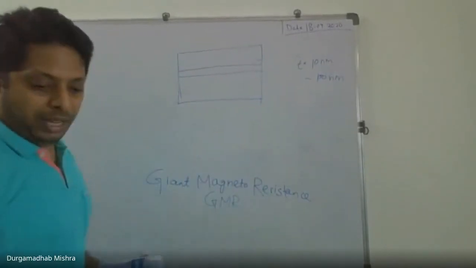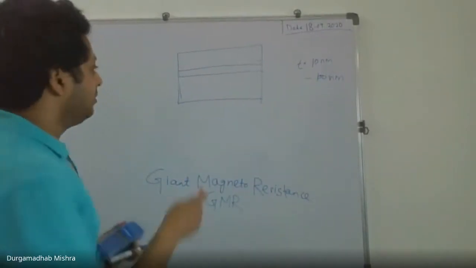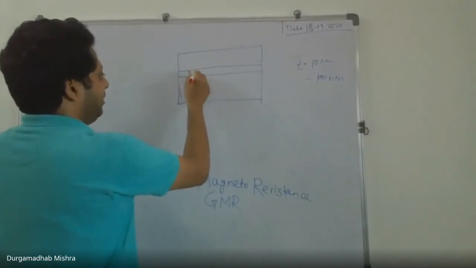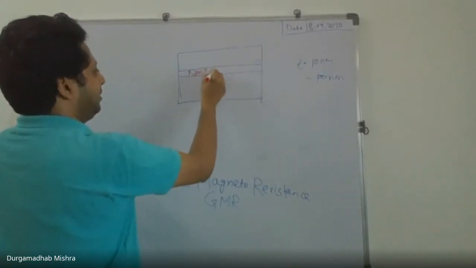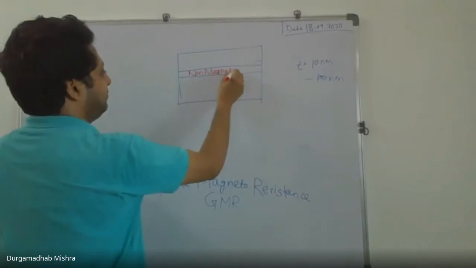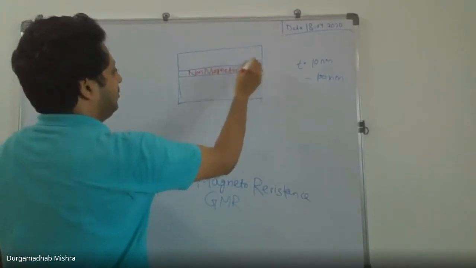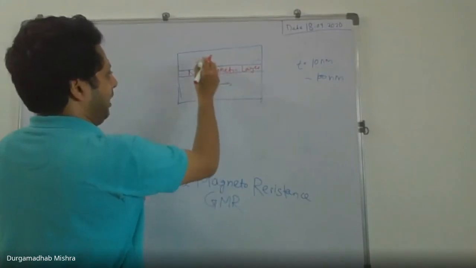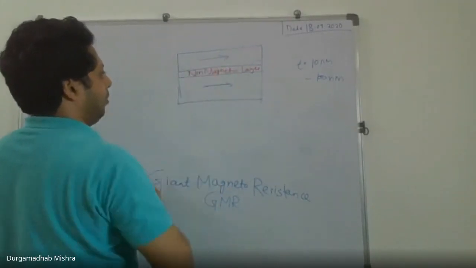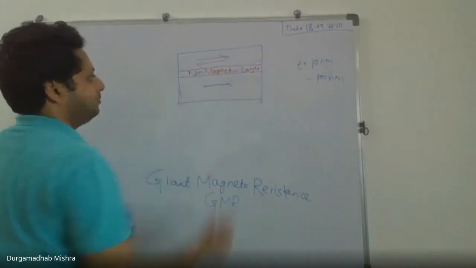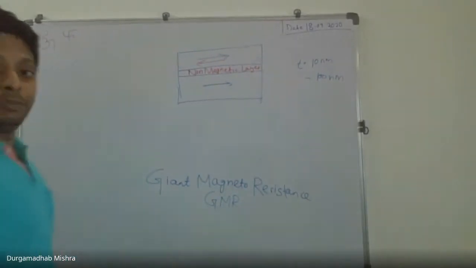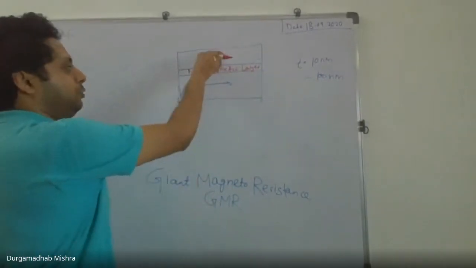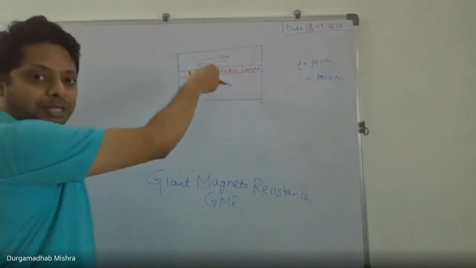Okay, so I have 3 layers. This is a non-magnetic layer, and these 2 are magnetic. So you have either magnetization like this, or it would be like this. Okay, so these are the possible magnetizations. I mean, it could be like this, or it can have a certain angle.